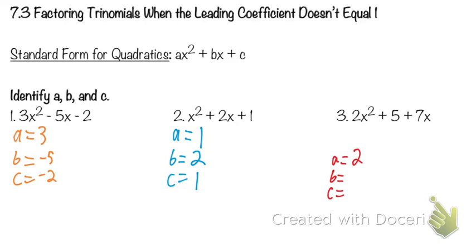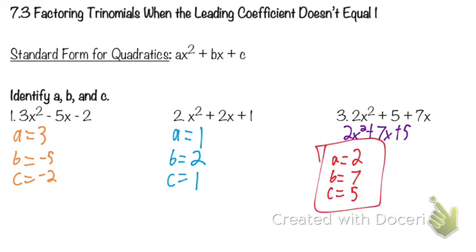Very good. 7. Would some of us have called that 5? Yes. What do we need to do, though? Do we need to rearrange it originally? Yeah, this is actually 2x squared plus 7x plus 5. So what's our C? 5. Very good catch there, Hannah, to know that our B was 7.